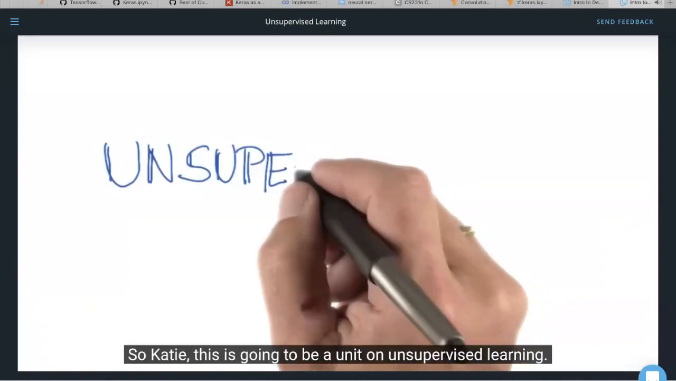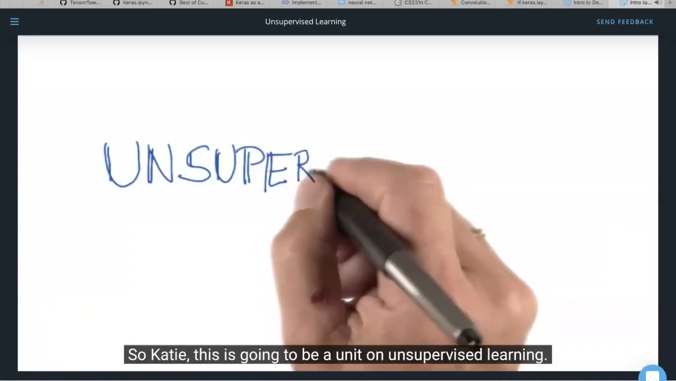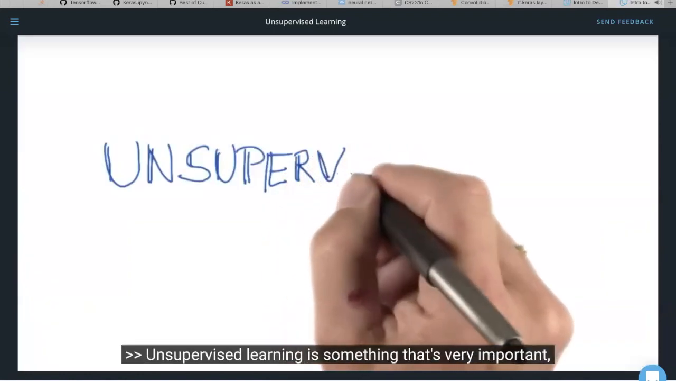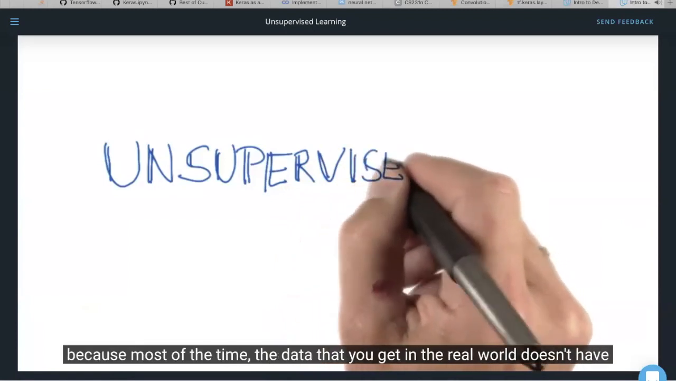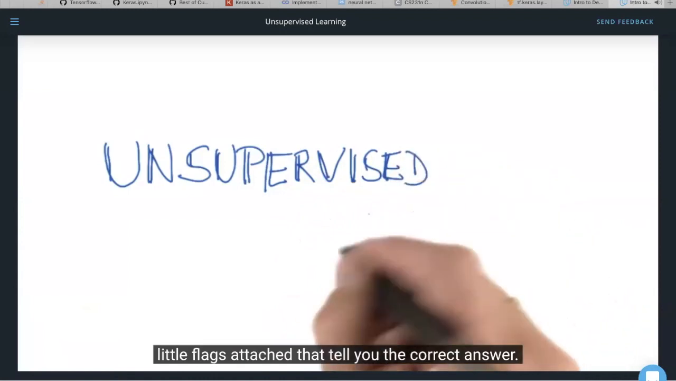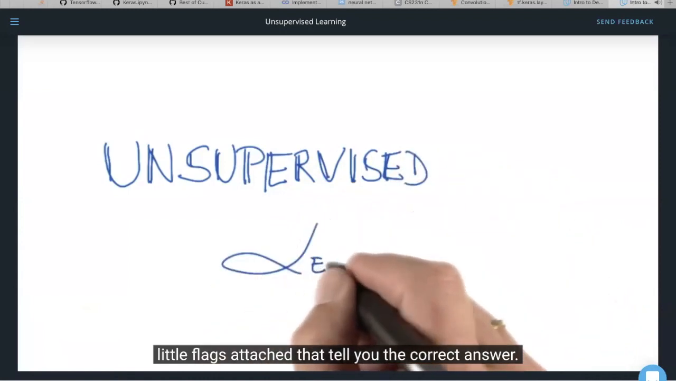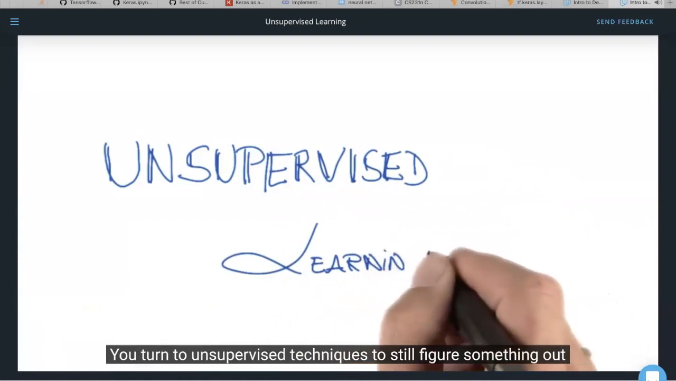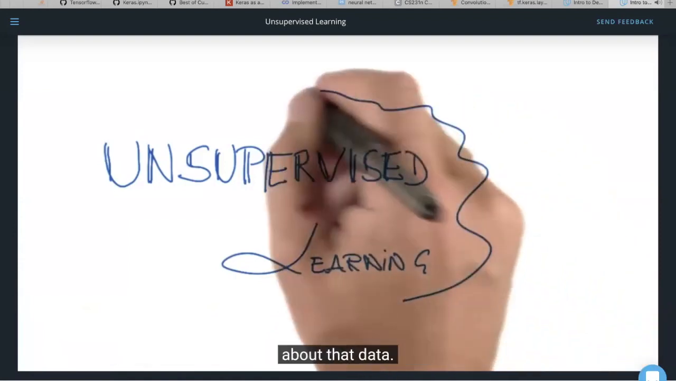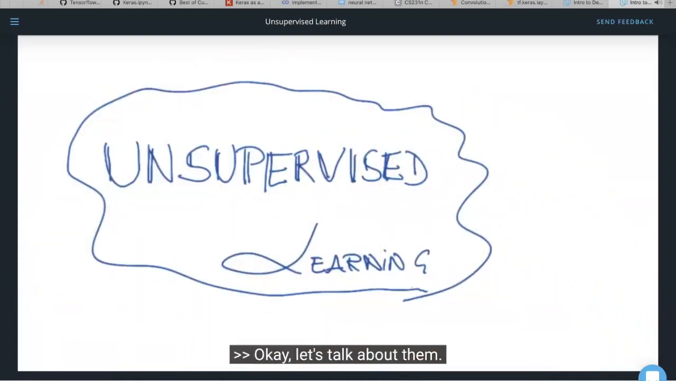So Katie, this is going to be a unit on unsupervised learning. Unsupervised learning is something that's very important because most of the time the data that you get in the real world doesn't have little flags attached that tell you the correct answer. So what are you to do as a machine learner? In that case, you turn to unsupervised techniques to still figure something out about that data. Okay, let's talk about them.